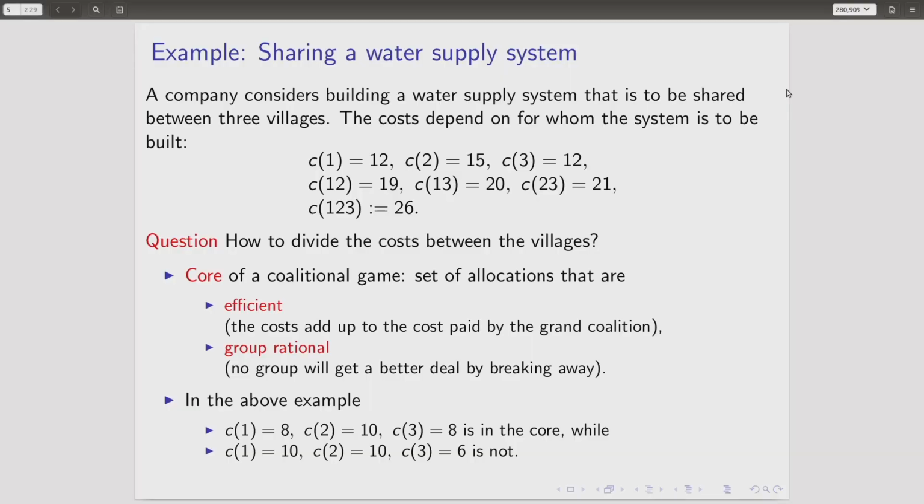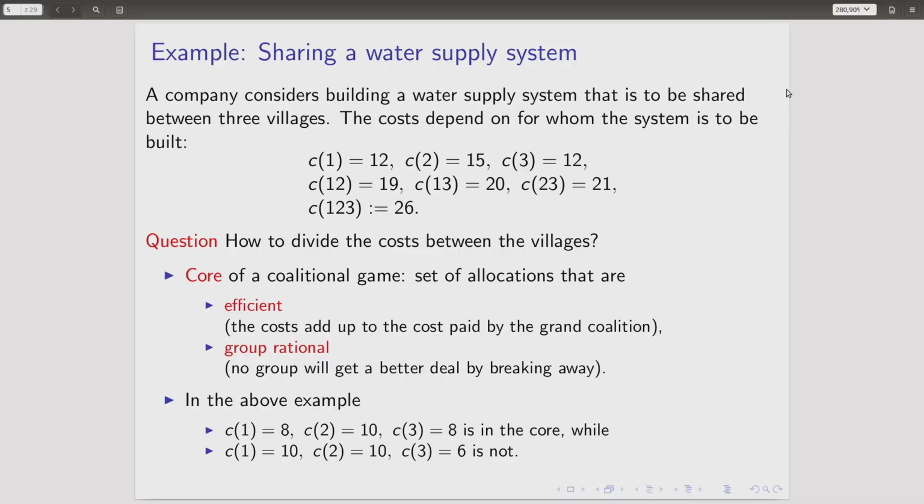And let us see now an example. So suppose that I provide the following scheme for payment. I say that the first village has to pay 8, the second 10, and the third 8. Now one can ask ourselves, is this a good deal? Now what does it mean?